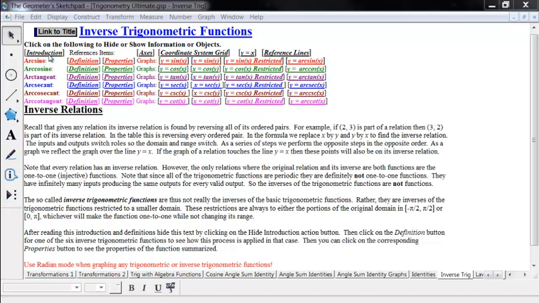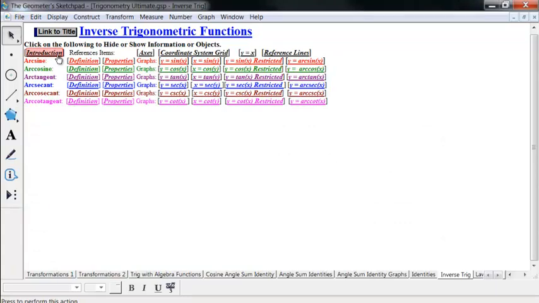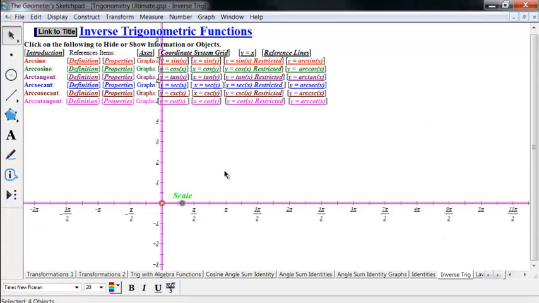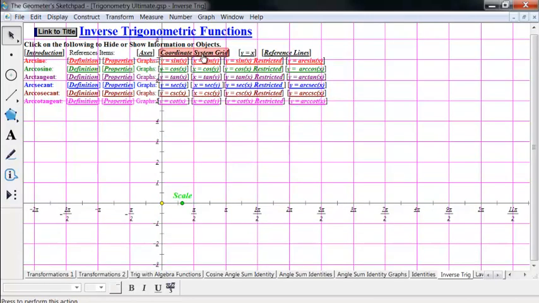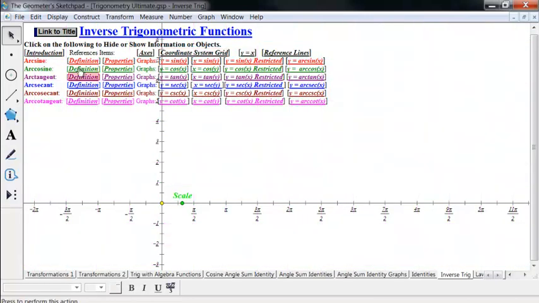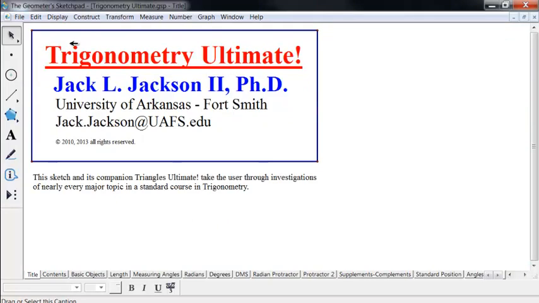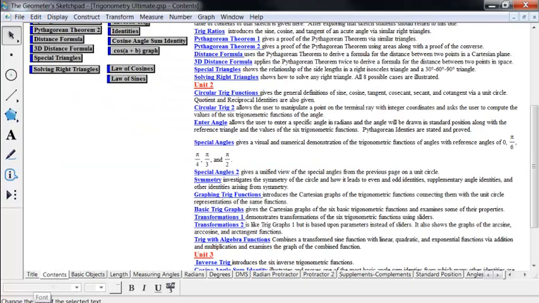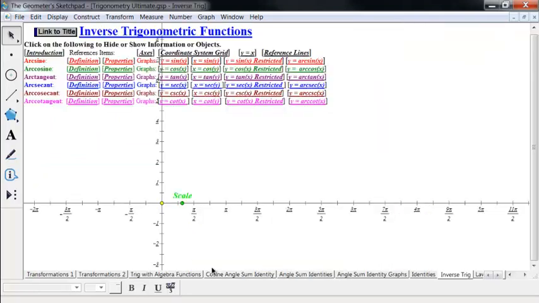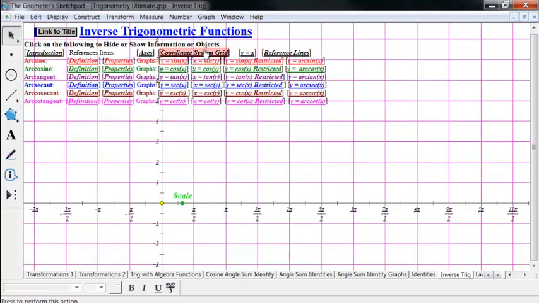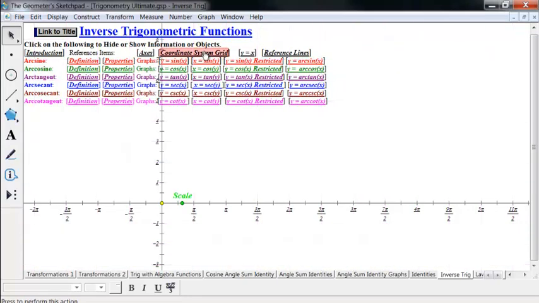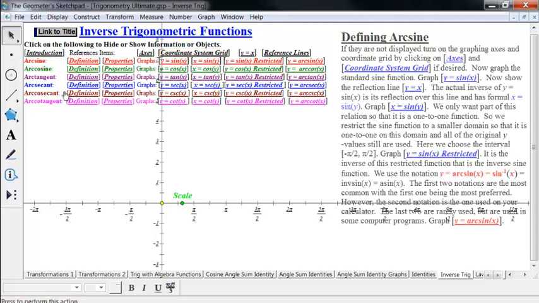Now I'm going to click right up here, where it says introduction, and it's going to hide that introduction. I'm going to turn on the axes. If I want a coordinate grid, I can turn it on, but I don't have to. Of course, this is coming from my Sketchpad Trigonometry Ultimate, which I've been using for this class, and we're in Unit 3, inverse trig. I'm just going to turn the axes on, and I'm not going to worry about the grid. We can turn that on later if we want. I'm going to start with Arcsine for this one. If I click on definition, this goes through the process right here.